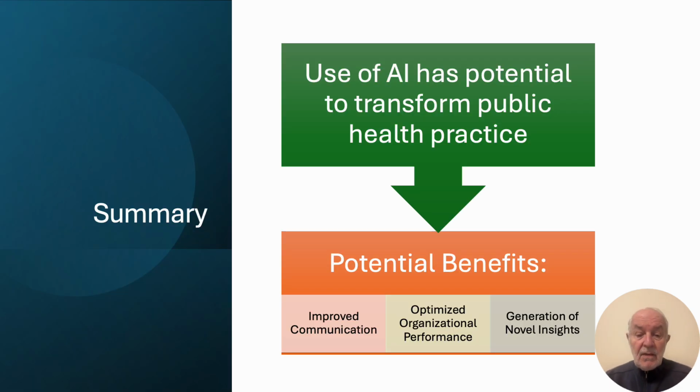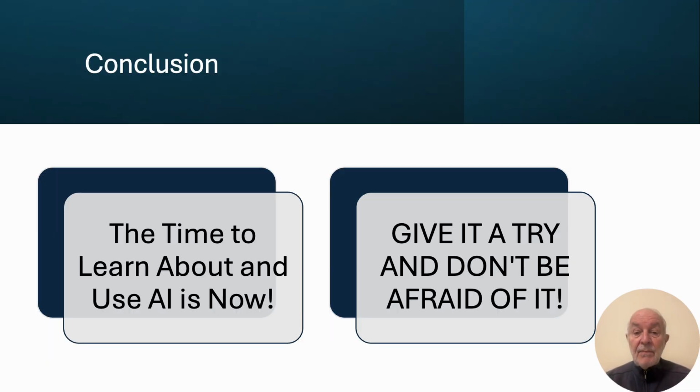So in summary, AI has potential to transform public health practice. The potential benefits are, as I have said, improved communication both to the public and within your organizations, optimized organizational performance, and finally, generation of novel insights. These are clear areas where this can happen, but my fundamental conclusion is the time to learn about and use AI in public health agencies is now. Give it a try and don't be afraid of it. You'll learn more, and ultimately your work to serve the public will be enhanced.